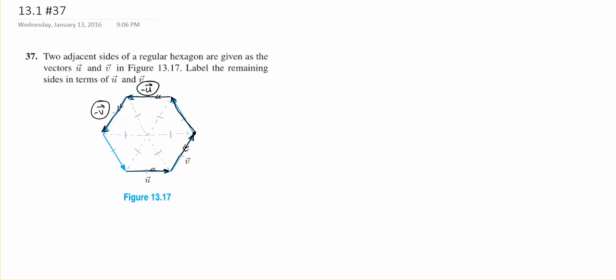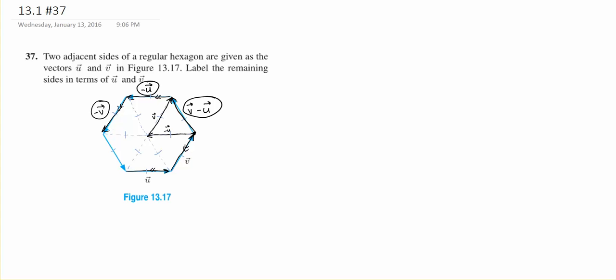So let's say we go first along this diagonal like this, which as you can see is the same vector as negative u. And then we go up this diagonal, which as we can see is the same vector as v. When you do that, you actually are drawing the same thing as this vector here, this mystery vector, because you're starting in the same place and you're ending in the same place. So this can be written as v minus u.